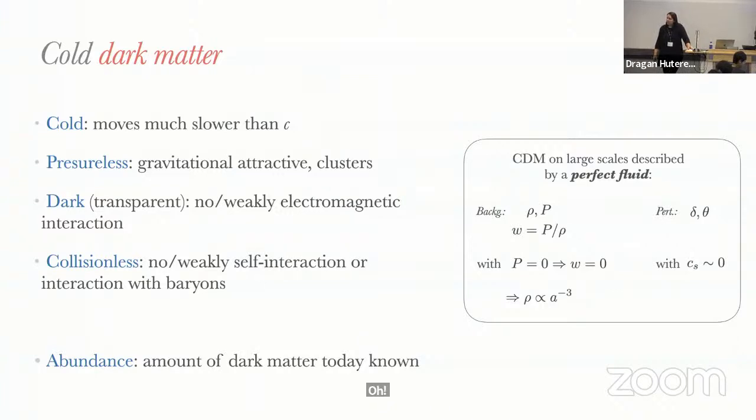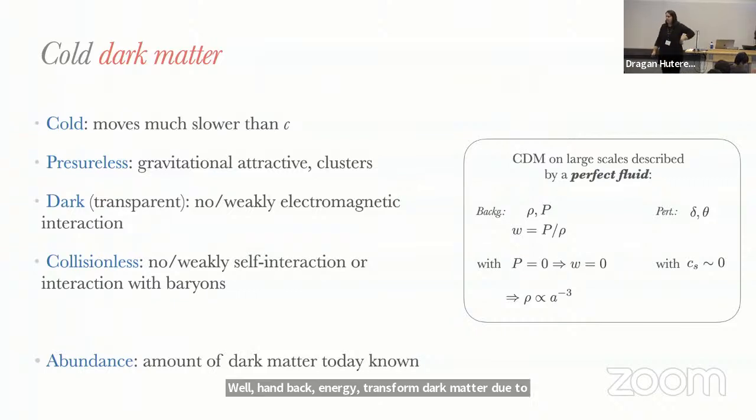So my question is, can dark energy transform into dark matter due to some fluctuation or changes of a scalar field? Because I saw that we can describe dark energy by a scalar field, yeah. And also you can say that we can describe dark matter by a scalar field.